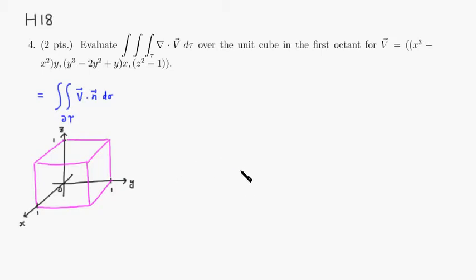Then let's name these surfaces. I'm going to call this one S1. Maybe call this one S2, and the top one is S3, and maybe on the back it's S4, and here this is S5, and the bottom one is S6. Hopefully this is clear.